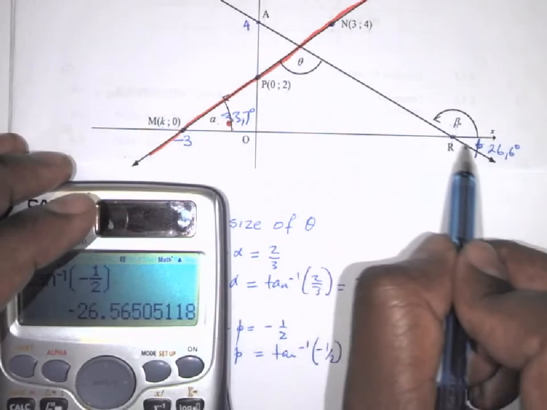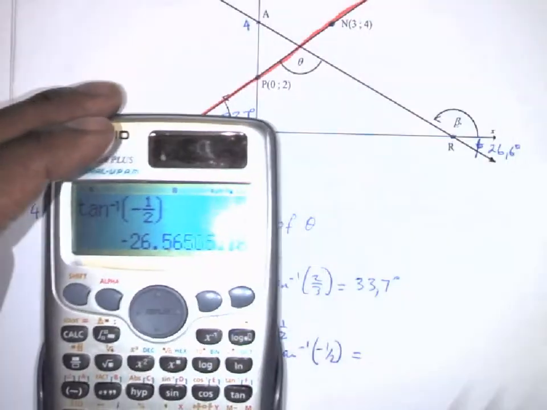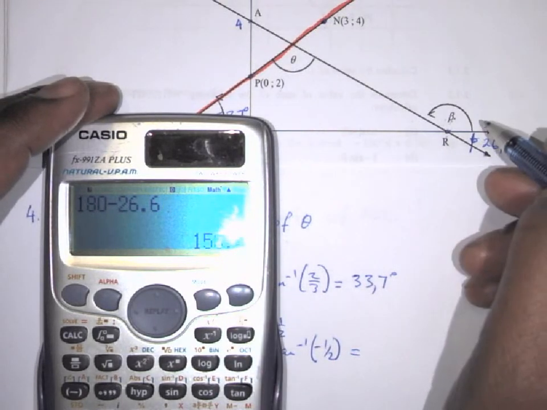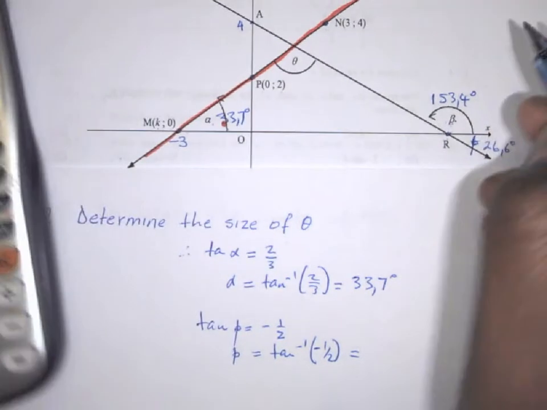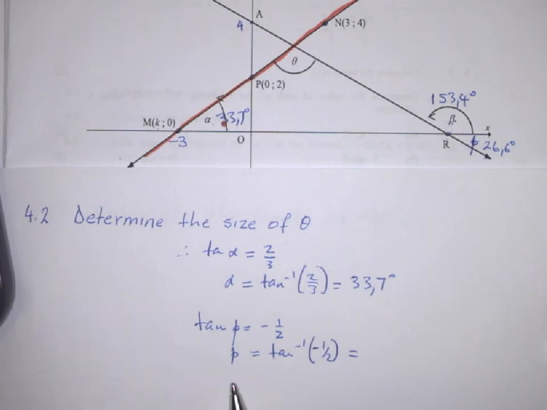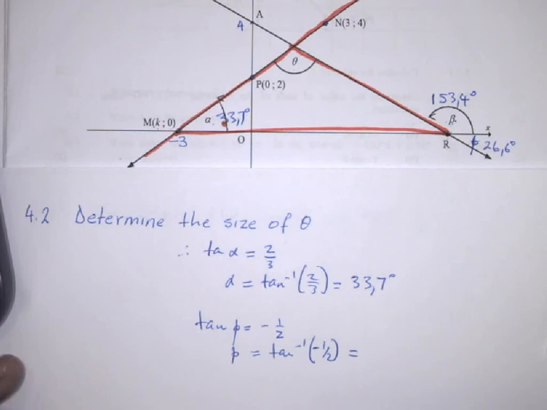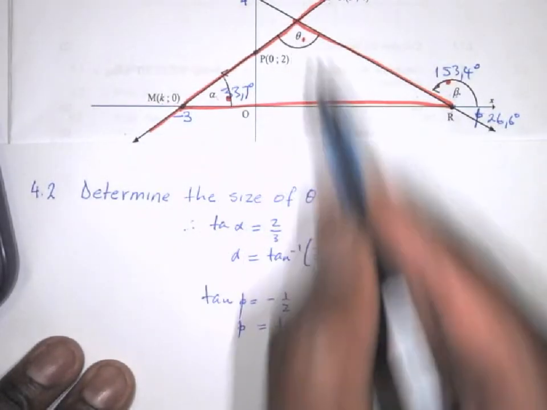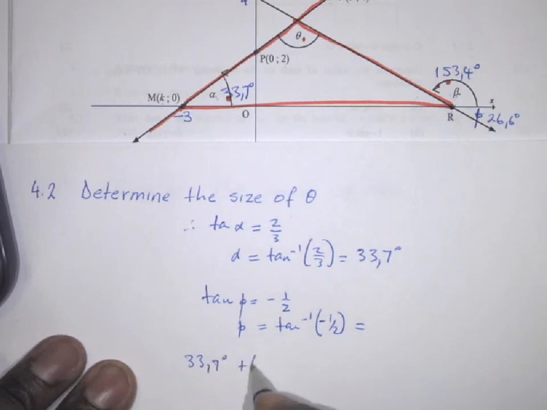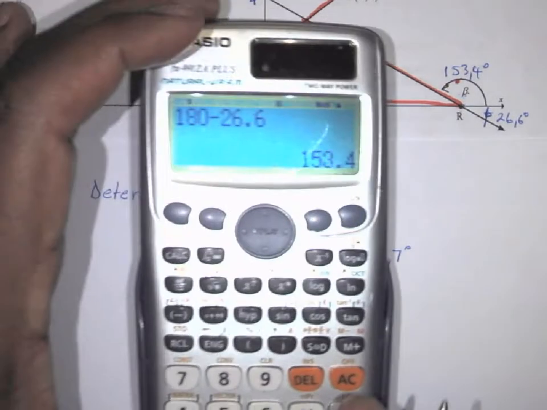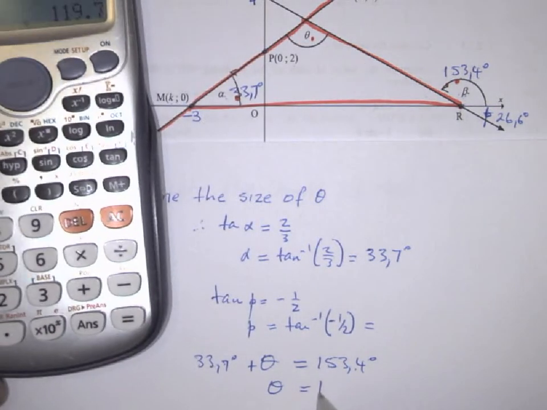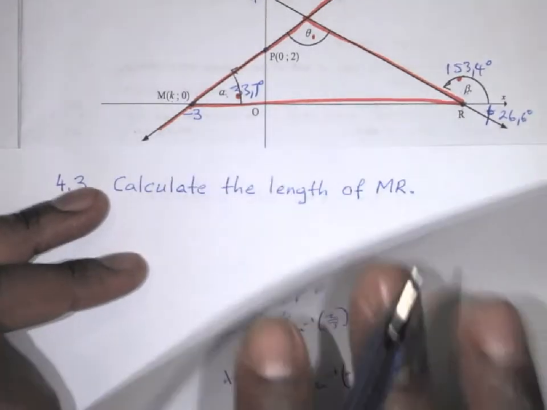So what is the size of beta then? This is a straight line, so beta will be 180 minus this angle over here. So we can say 180 minus 26.6. We get 153.4 degrees. Therefore now we can see that we've got a triangle over here. So this angle here is an exterior angle of a triangle. Therefore 33.7 degrees plus theta is equal to the exterior angle, which means that theta is equal to that angle minus 33.7. If I subtract 33.7, I get an answer of 119.7 degrees.